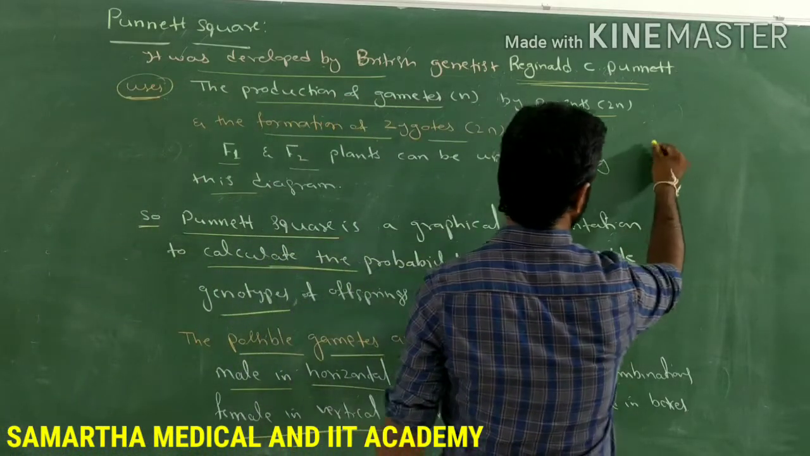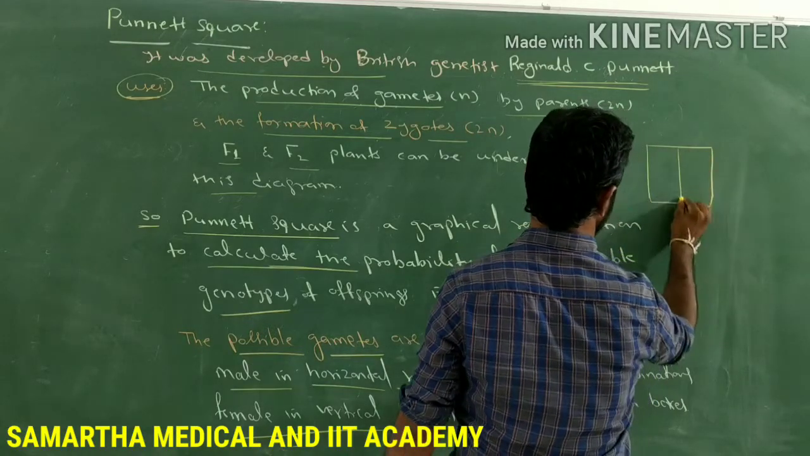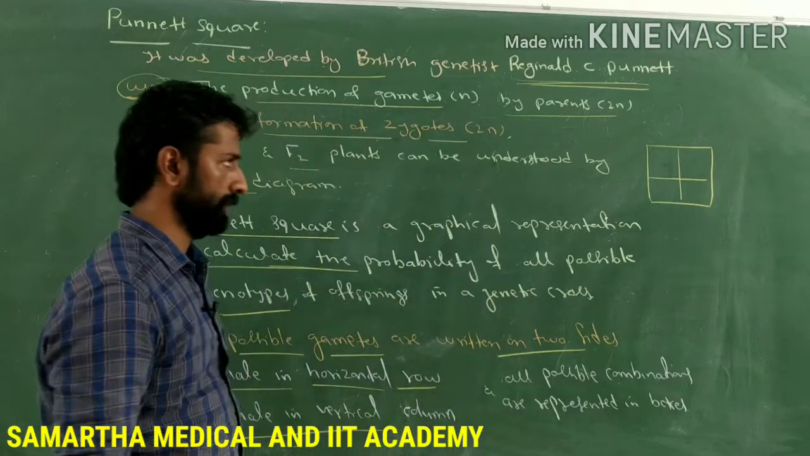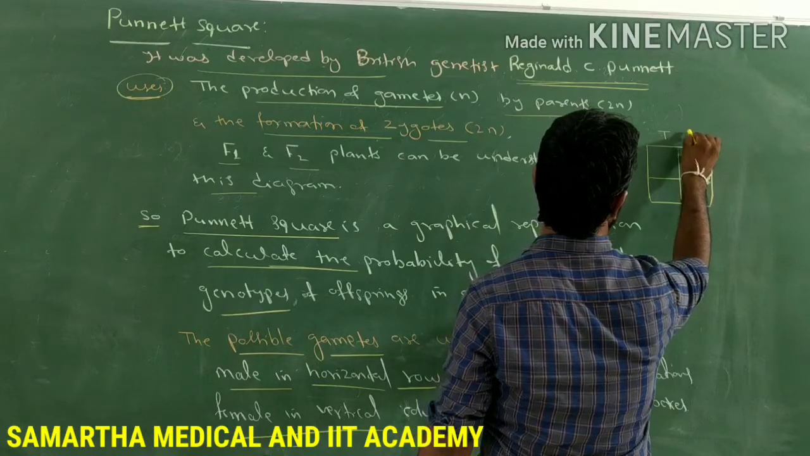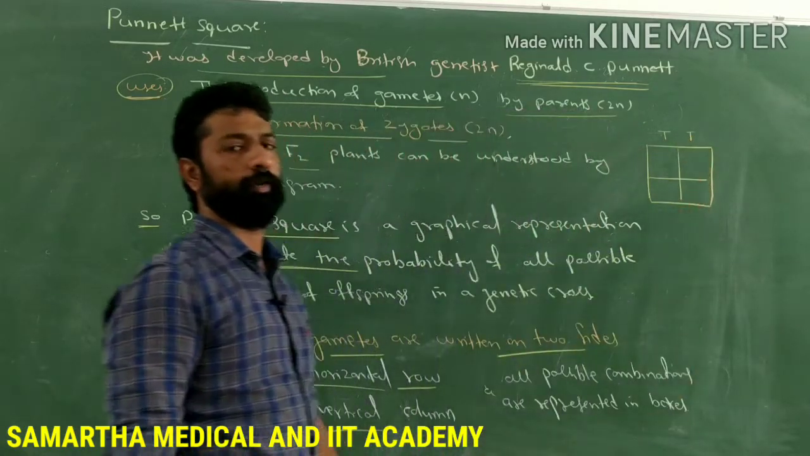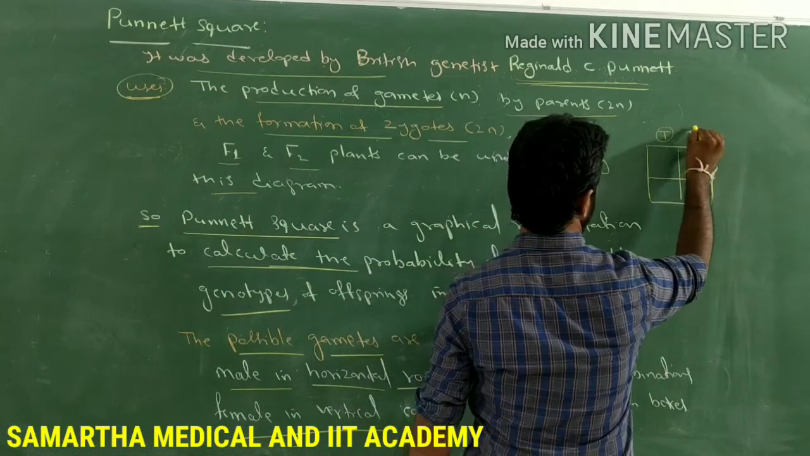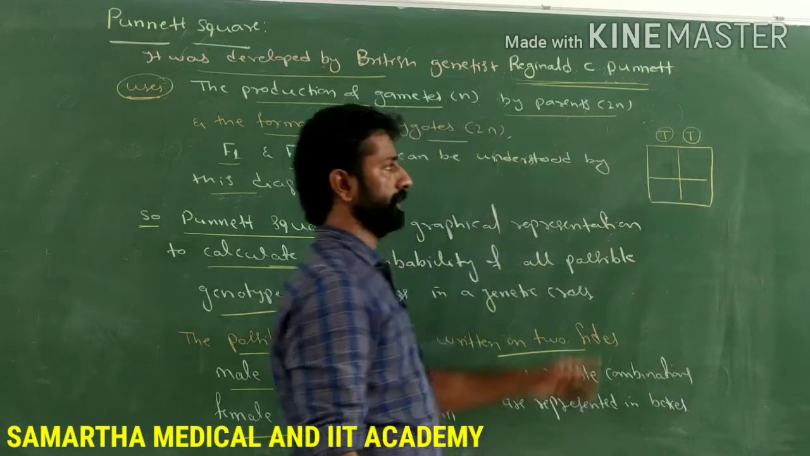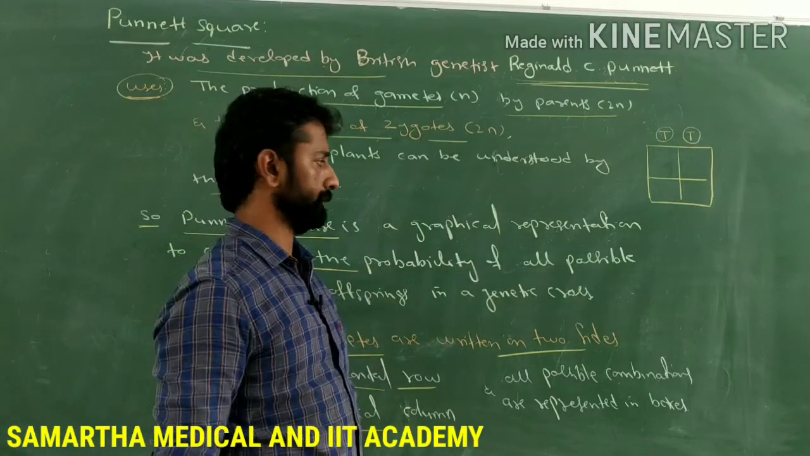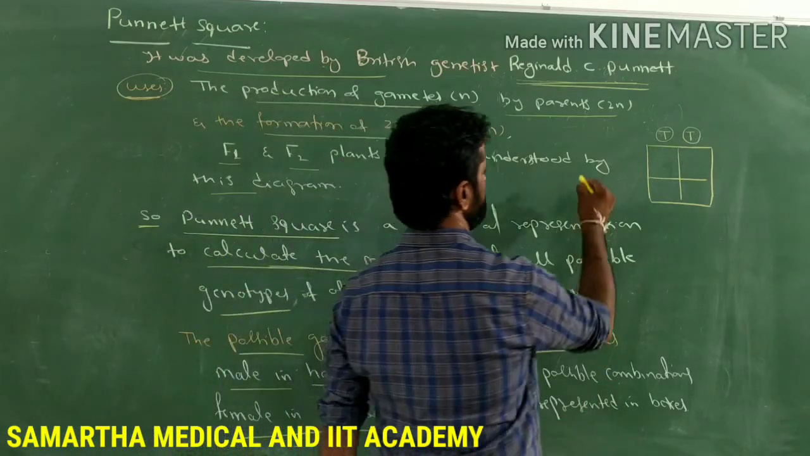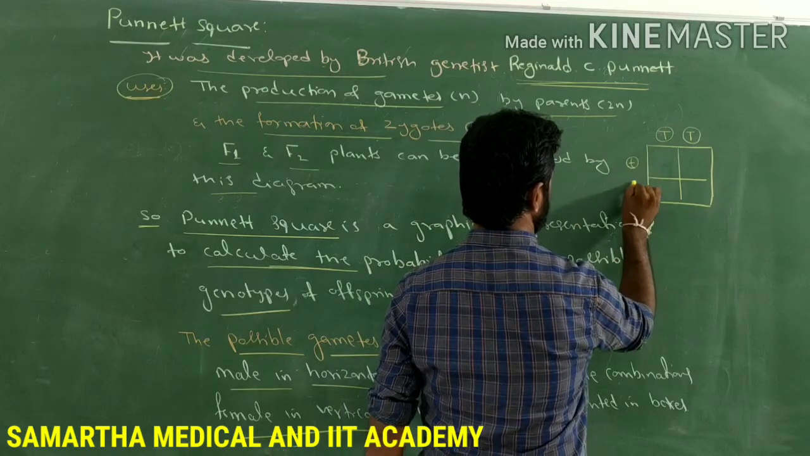Say for example, this is what a square is. For the male gametes, for example, capital T and capital T, I will consider it as a male parent. The possible gametes produced are of the same type, capital T and capital T. I will write them here, in the horizontal row. And the female gametes, from the plant considered as the female parent, I will write here.